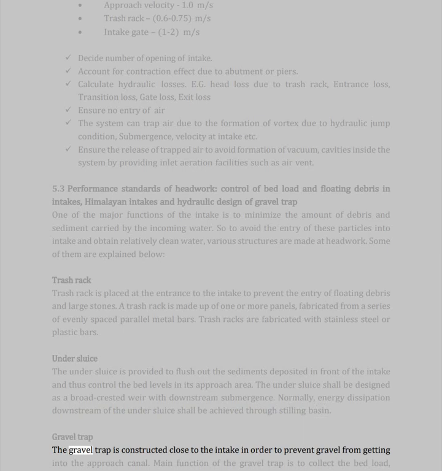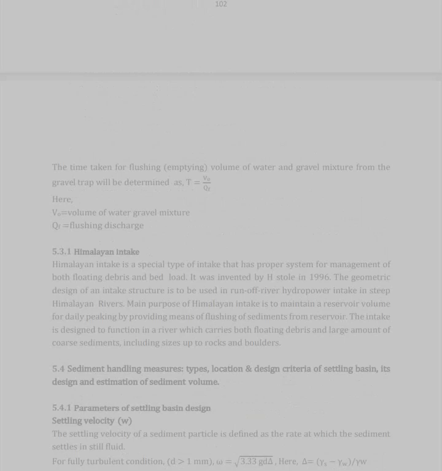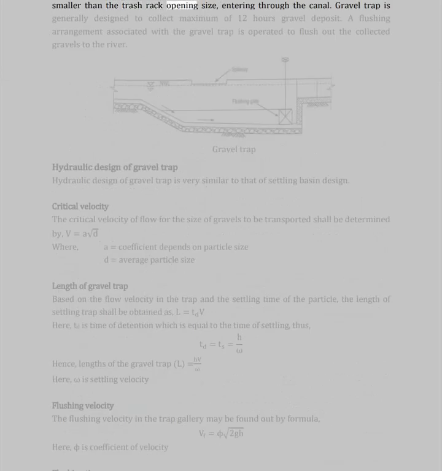Gravel trap. The gravel trap is constructed close to the intake in order to prevent gravel from getting into the approach canal. The main function of the gravel trap is to collect the bed load smaller than the trash rack opening size, entering through the canal. A gravel trap is generally designed to collect a maximum of 12 hours of gravel deposit. A flushing arrangement associated with the gravel trap is operated to flush out the collected gravel to the river.